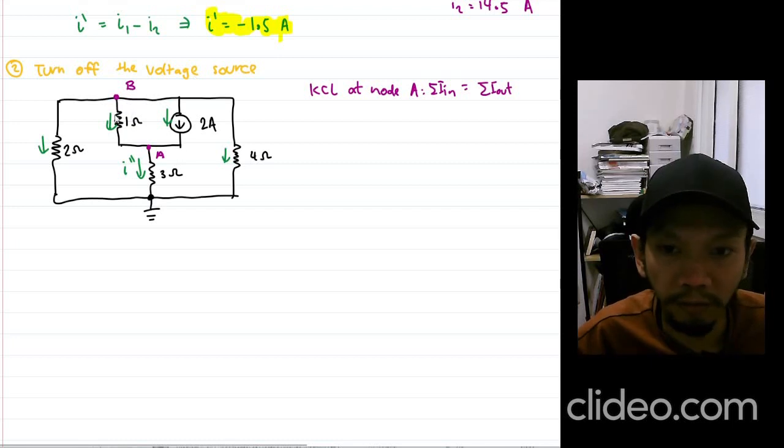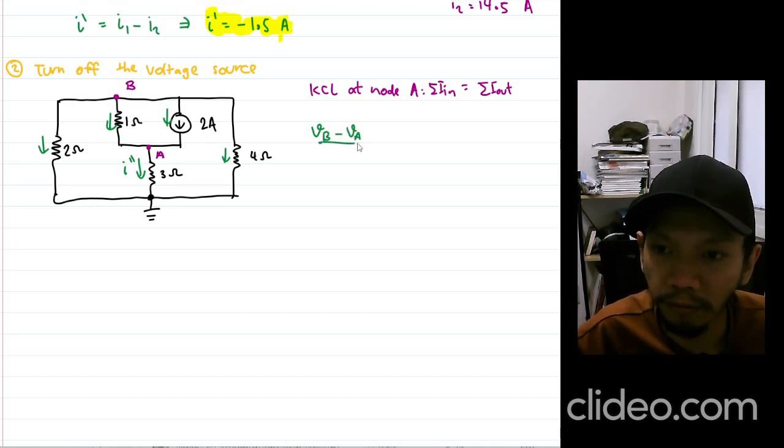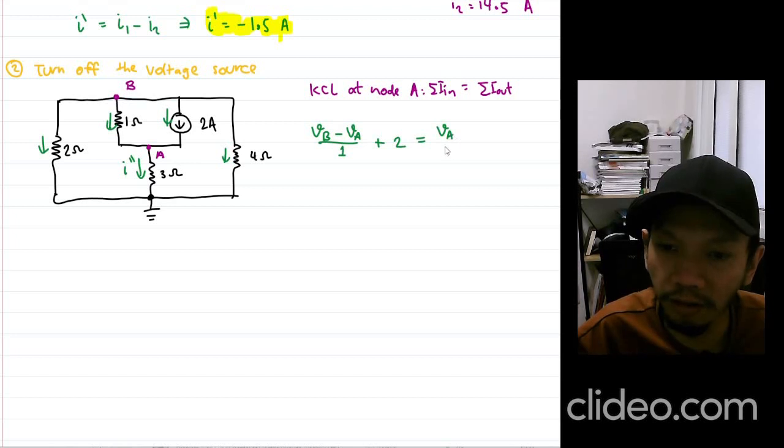The current that goes in is from these two here. So we'll have VB minus VA divided by 1, plus this one here, which is 2. And this one here, that will be VA minus 0, which is VA, divided by 3.